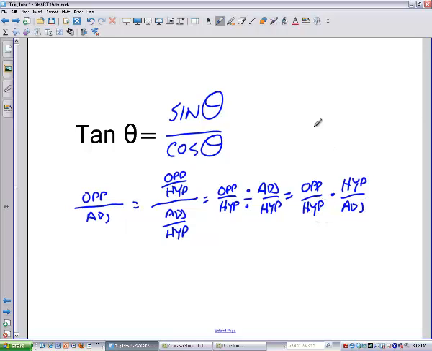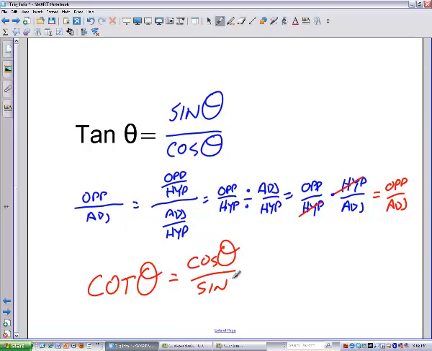Okay, now with the help of the red pen, we can cancel out my hypotenuses, and we're just left with opposite over adjacent. So tangent is the same as sine over cosine. It's good information to have. Similarly, cotangent is the cosine over the sine.